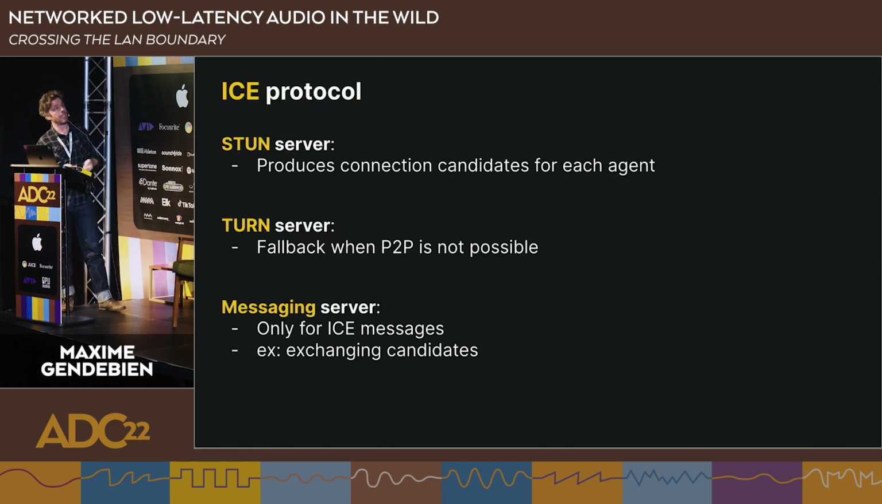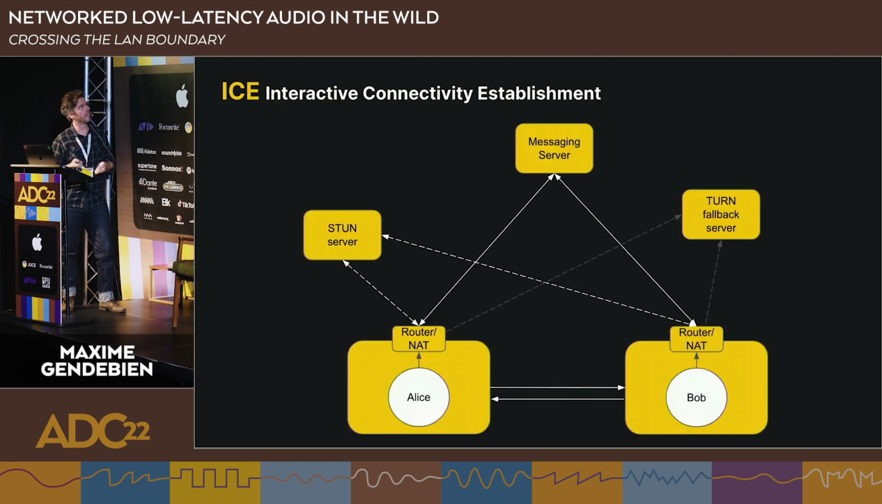So for ICE, this is what we had to do for a peer-to-peer connection, and what you would probably have to do as well. Come up with a STUN server, a TURN server. I didn't mention a TURN server. Sorry, I forgot that.